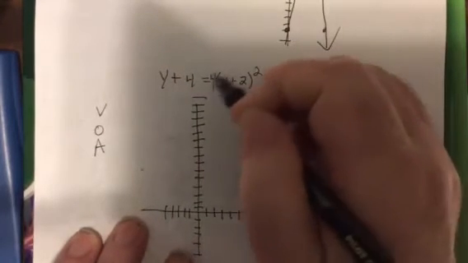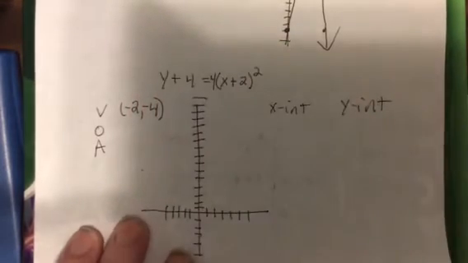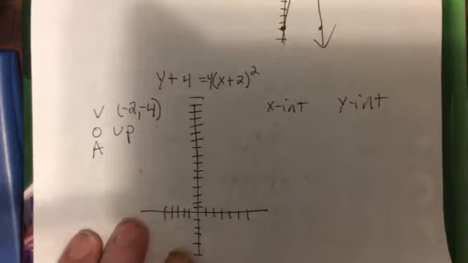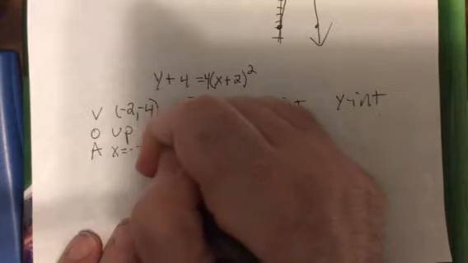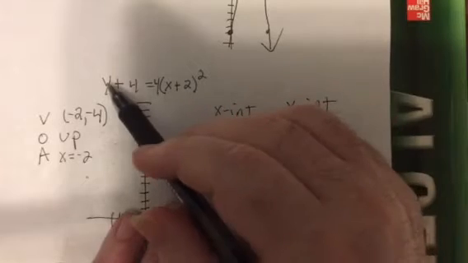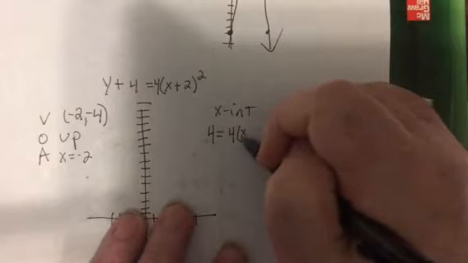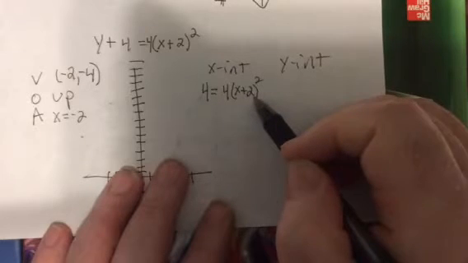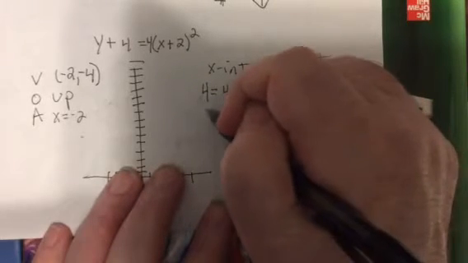So the vertex would be negative 2, negative 4. It opens up because this is positive. The axis of symmetry is x equals negative 2. Always x equals the x number. For the x-intercept, you put 0 in for y, so it'd be 4 equals 4 times x plus 2 squared. Now with a square, you cannot multiply across it, because in order of operations the square comes first, so you get rid of this number. You divide both sides by 4.